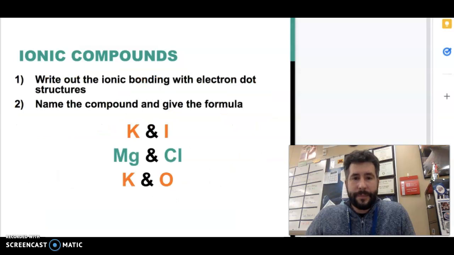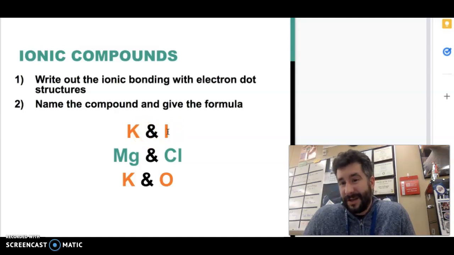Okay, you try. See if you can figure out, first, how many valence electrons each of these has. How many are they going to give away? And then how many of each type of atom do you need in order to make it work, so that they're giving away and gaining the appropriate number of electrons. Give them a try.